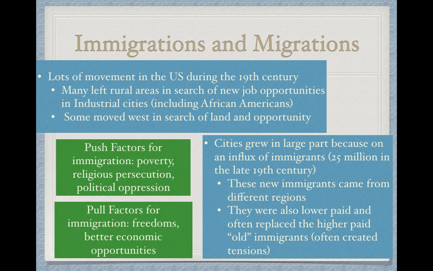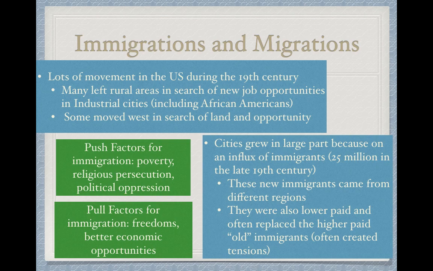And cities are really growing in large part because of an influx, not just of migrants from the United States, but also of immigrants. There are 25 million immigrants in the late 1800s. And these are what we would call new immigrants that come from different regions than the old immigrants came from, as we looked at in that chart on the last slide.